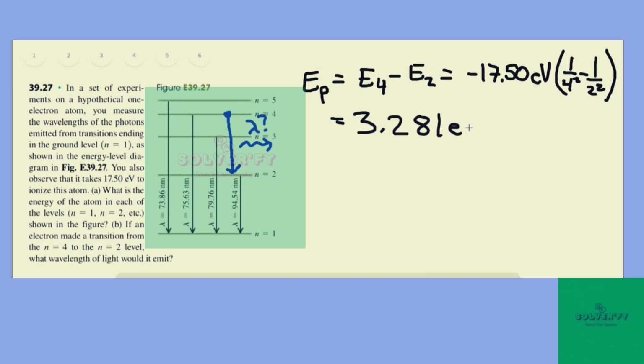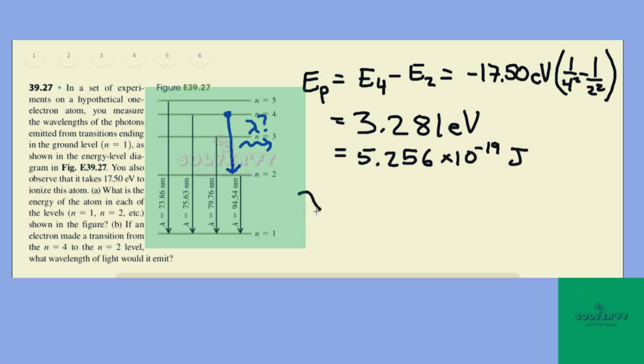3.281 electron volts, which, if we multiply by the elementary charge to give us joules, gives us 5.256 times 10 to the negative 19 joules.